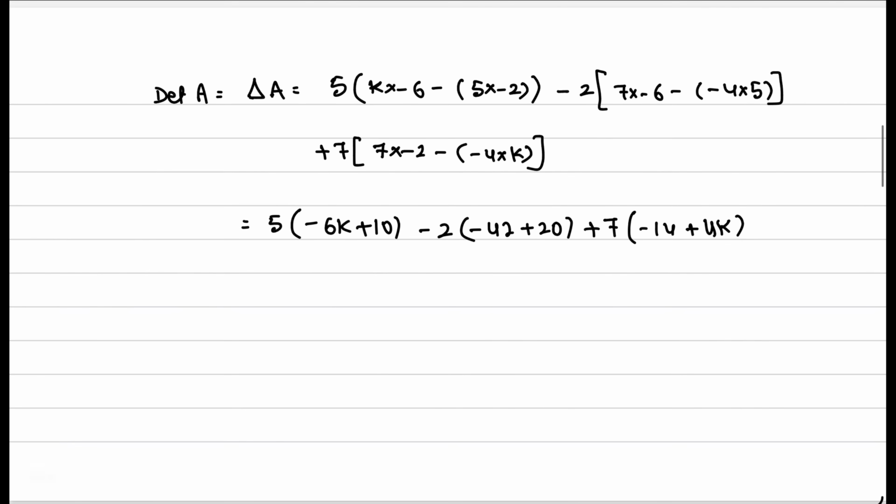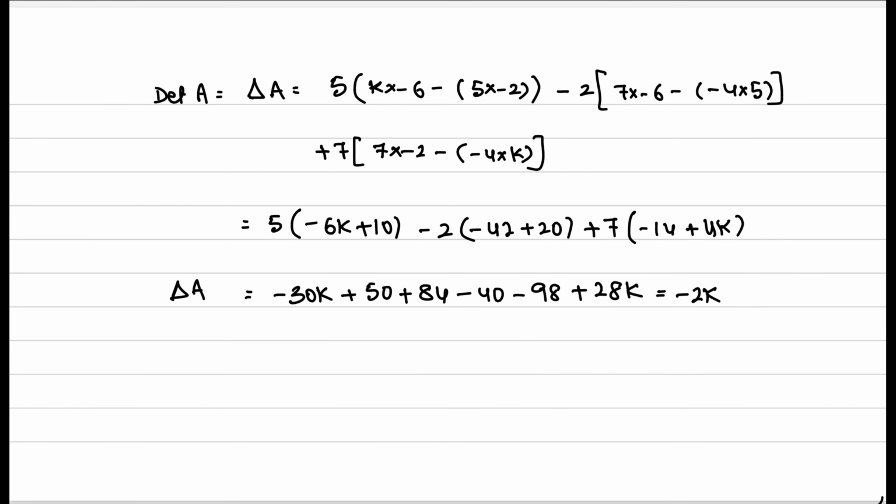Because this is the crucial step, we have to do it very carefully. Delta A, because the whole problem depends upon the value of delta A in terms of k. 5 into minus 6 is minus 30k, plus 5 into 10 is plus 50, minus 2 into 42 is minus 84, minus 40, plus 84, minus 40, minus 7 into 14 is minus 98, plus 28k. Minus 30k plus 28k is minus 2k.